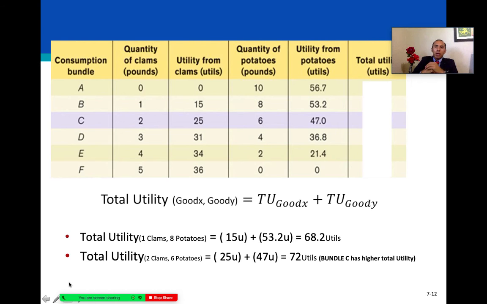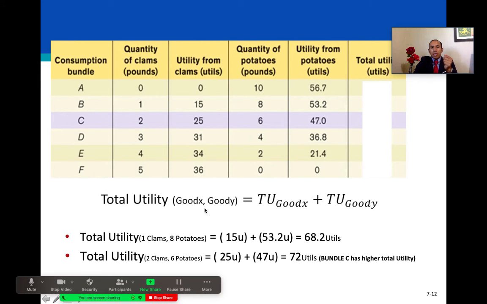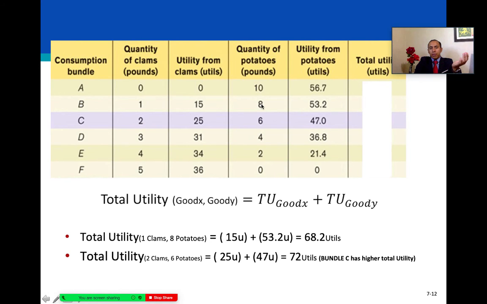So how do we look for that optimal bundle? Here we have all of the bundles listed: bundle A, bundle B, bundle C, D, E, F. Then we have the clams: 1 clam, 2 clams, 3 clams, 4 clams. Then we have the potatoes in the middle of the chart. The potatoes here show we have 10 potatoes, 8 potatoes, 6 potatoes, 4 potatoes, 2 potatoes, and 0 for simplicity.